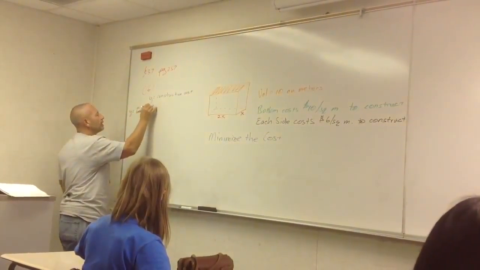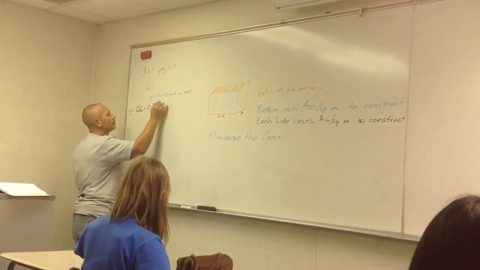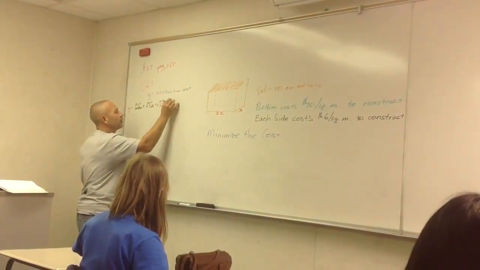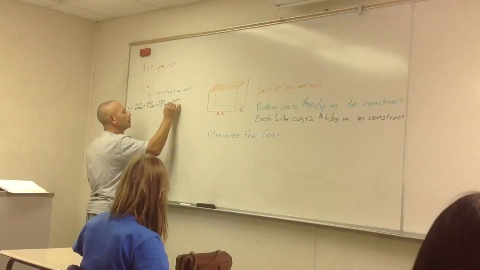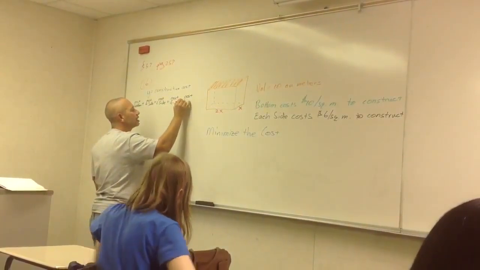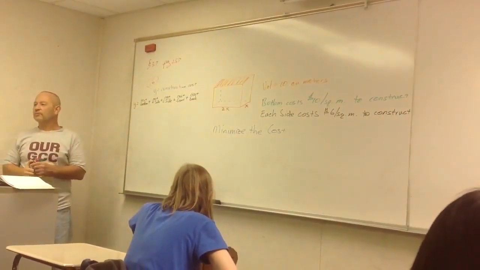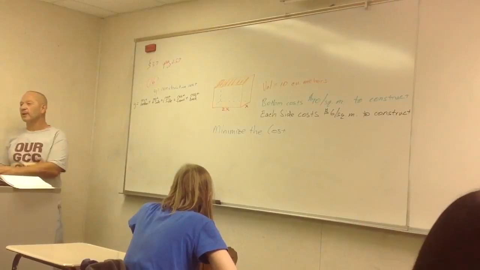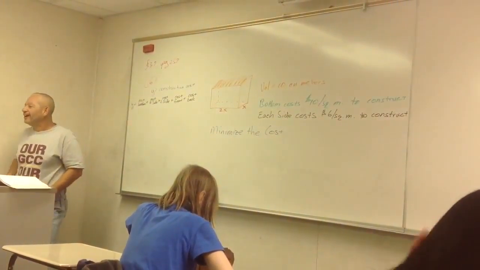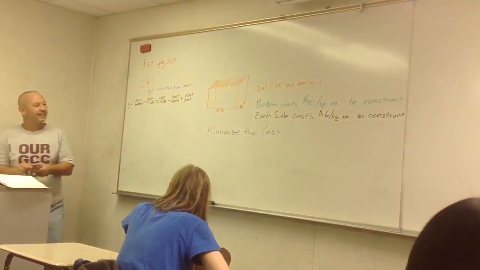plus the cost of the right side, plus the cost of the left side, plus the cost of the front, plus the cost of the back, and there is no top. Goodness, this seems to have something to do with the surface area of a rectangular solid. I wonder if we've ever seen that before. We have, haven't we? Okay.